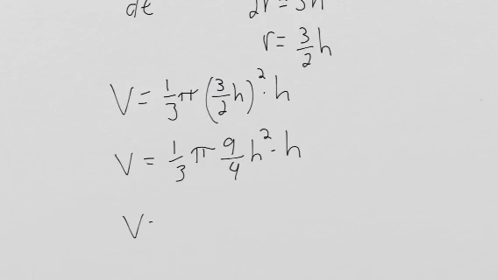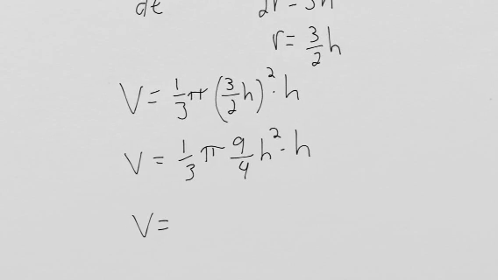So let's simplify. Alright, we're going to get 9/12 when we multiply our coefficients here, our constants. So 1/3, 1 times 9 is 9, 3 times 4 is 12. So we get 9/12, which is 3/4. Okay, 3/4 pi, and then times h cubed. Okay, that is our new volume equation with radius substituted out for its relationship with height.